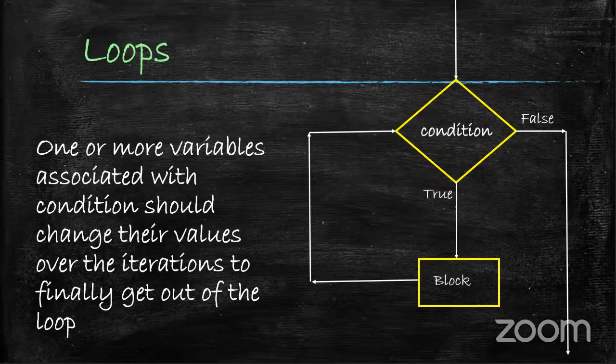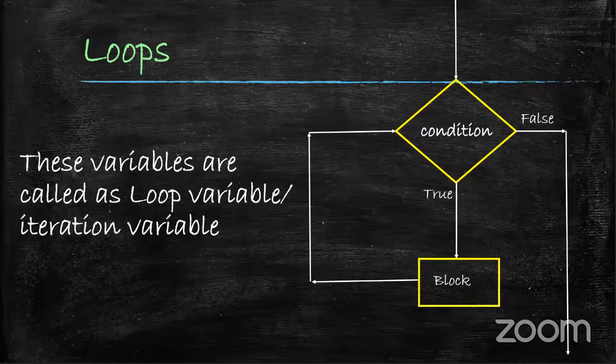So we don't want that, because at some instant the computer should come out of this loop. The variables associated with the condition should change their value in the execution. So every iteration, the value of the variable will change, and after a few iterations, that variable's value will be such that the condition will become false and the computer will come outside. It will run the rest of the program.